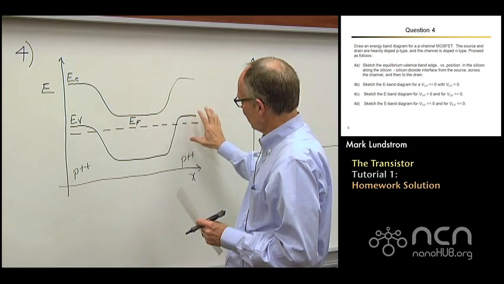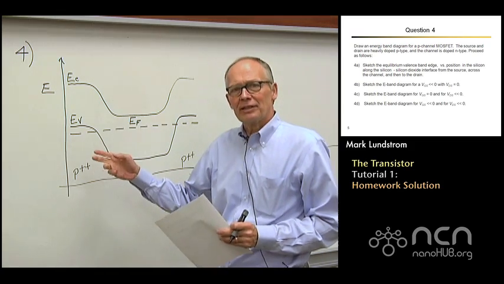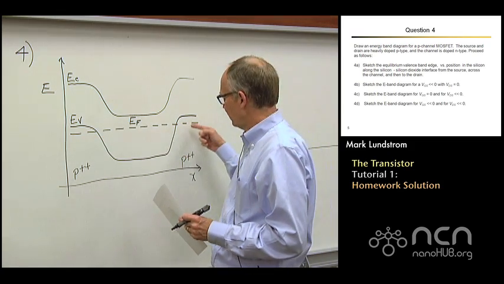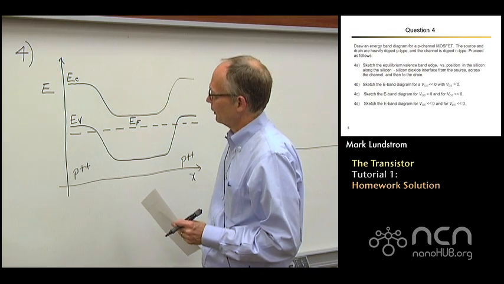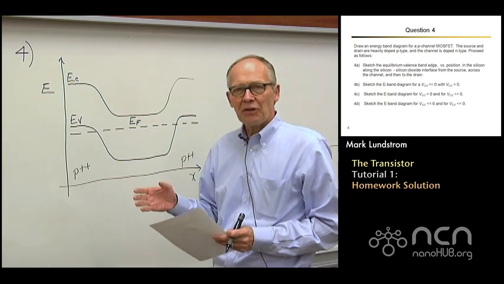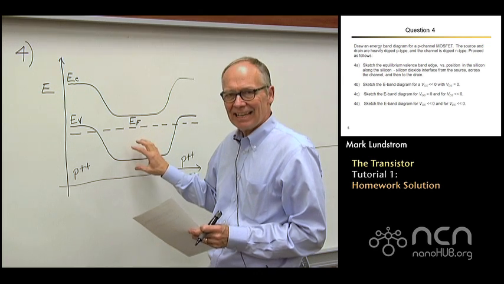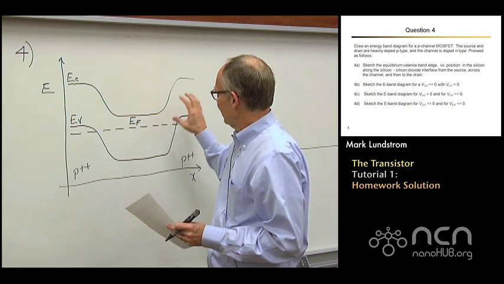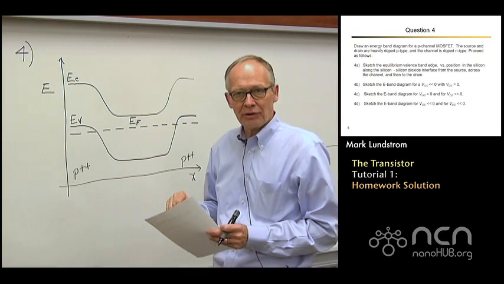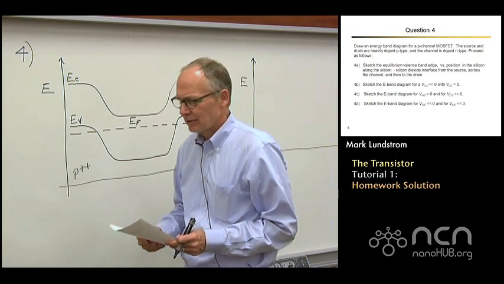This is an equilibrium energy band diagram. You can tell that because the Fermi level is constant, uniform across the entire device. Now we're asked, what happens when we apply a large magnitude negative voltage to the gate and a large negative voltage to the drain? What does the energy band diagram look like?